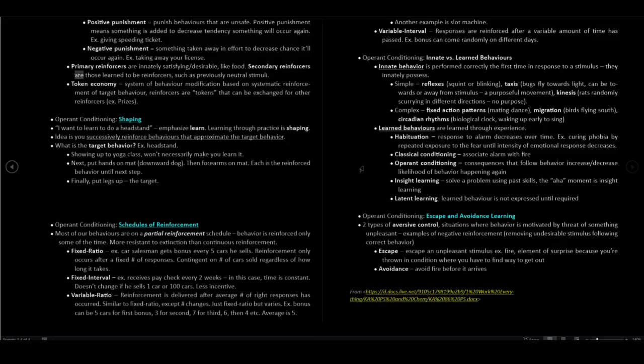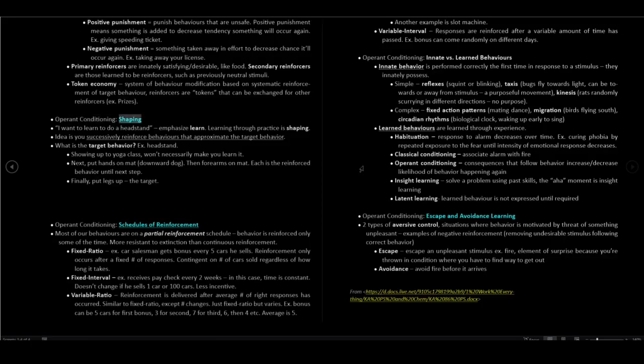Secondary reinforcers are those learned to be reinforcers, such as previously neutral stimuli. A token economy is a system of behavior modification based on systematic reinforcement of a target behavior. Reinforcers are tokens that can be exchanged for other reinforcers, like prizes.